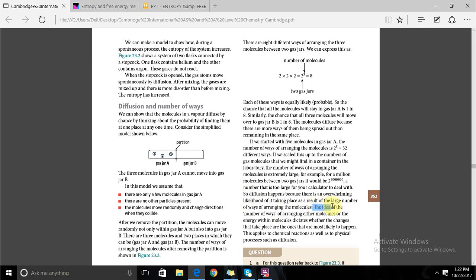The idea of the number of ways of arranging either molecules or the energy within molecules dictates whether the changes that take place are the ones that are most likely to happen. And I think all of this concept applies in this scenario to a physical process, but most certainly the same thing applies to chemical processes, although it is a bit more complicated.